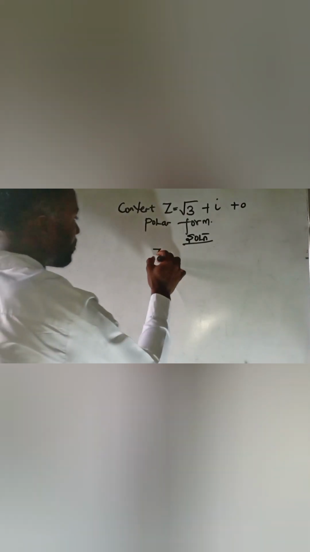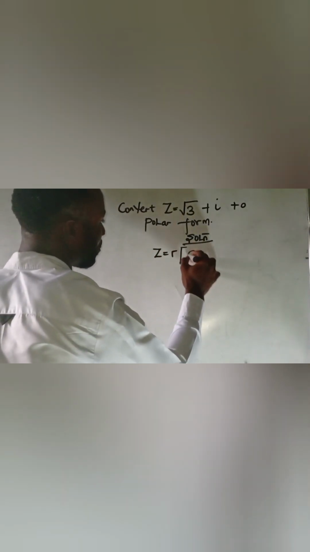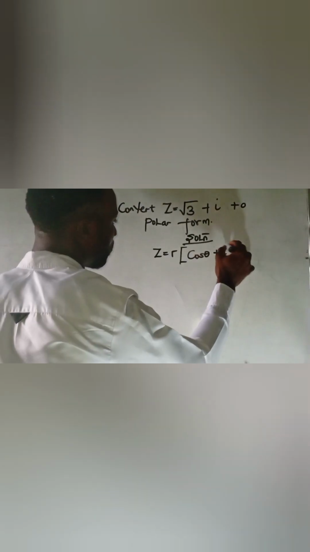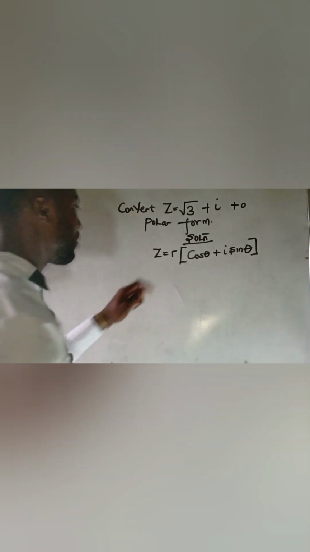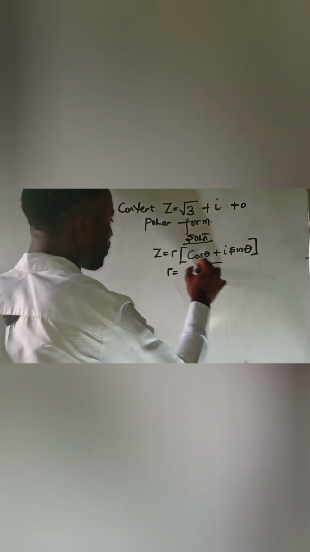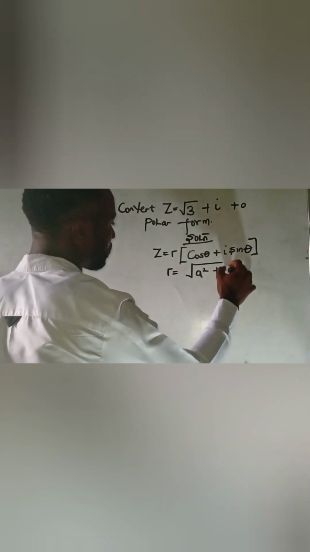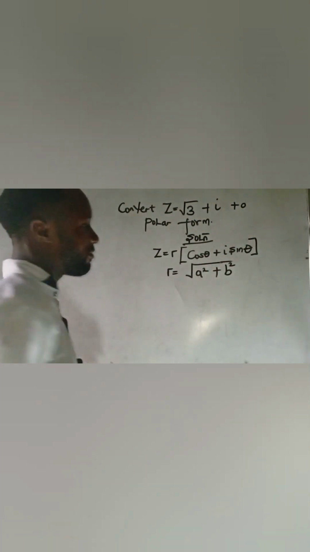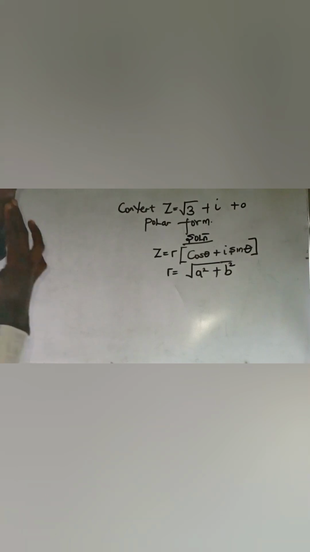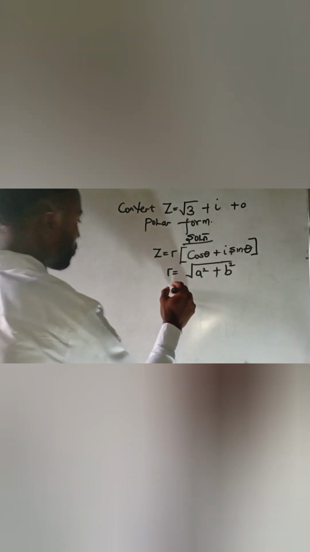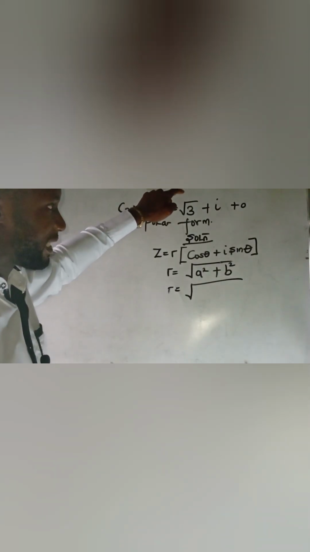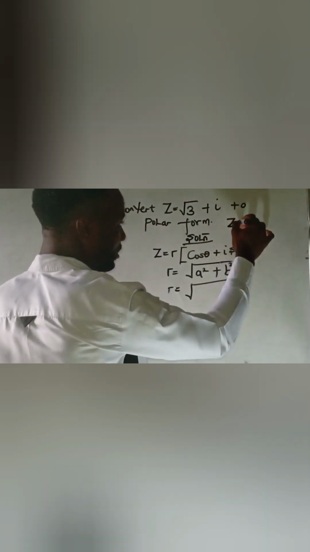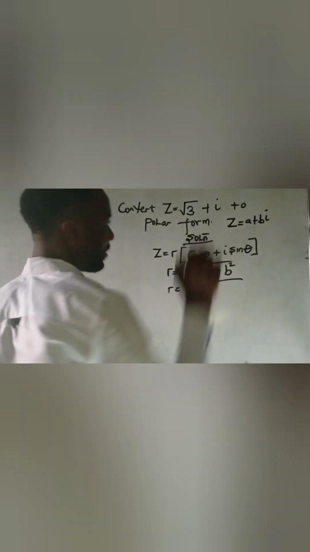So the formula for polar form is z is equal to r cos theta plus i sin theta. That is the formula, and r represents the modulus, which is equal to the square root of a squared plus b squared. If you check our last video, that's what we did. So r, that is the modulus, is equal to... you go back to your question given, because it is always in the form a plus bi.